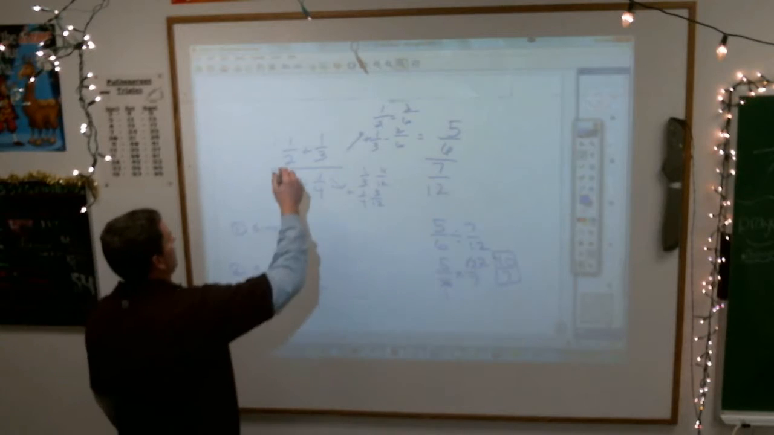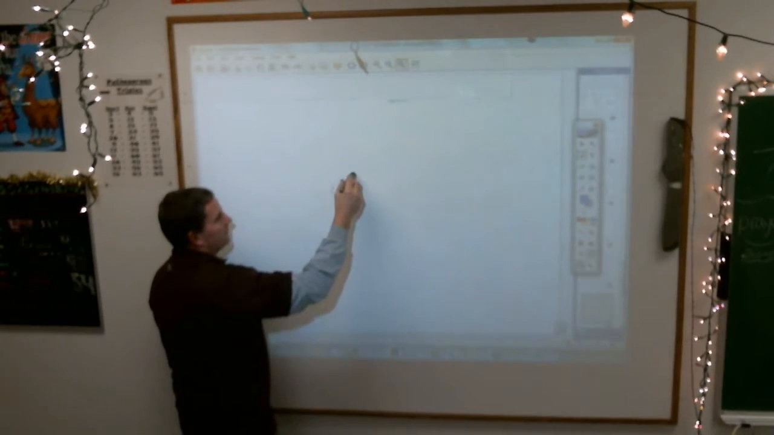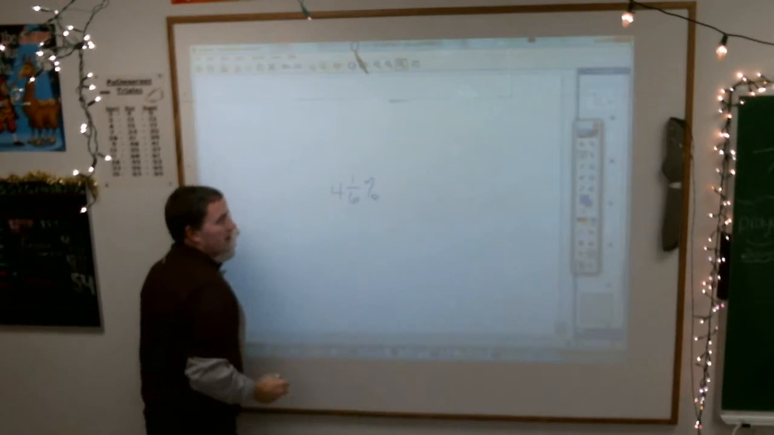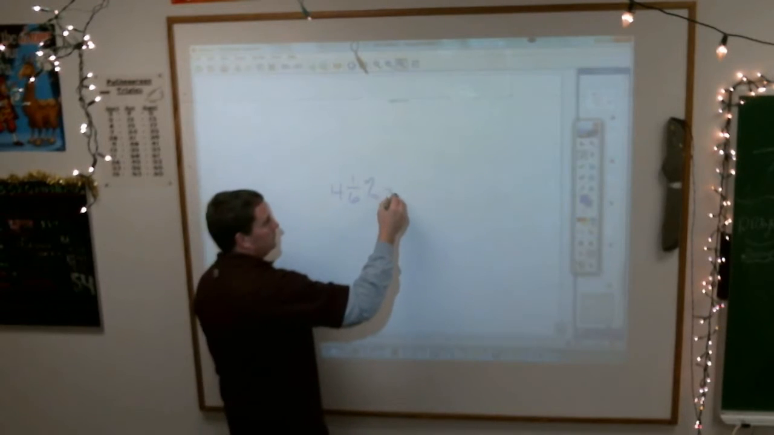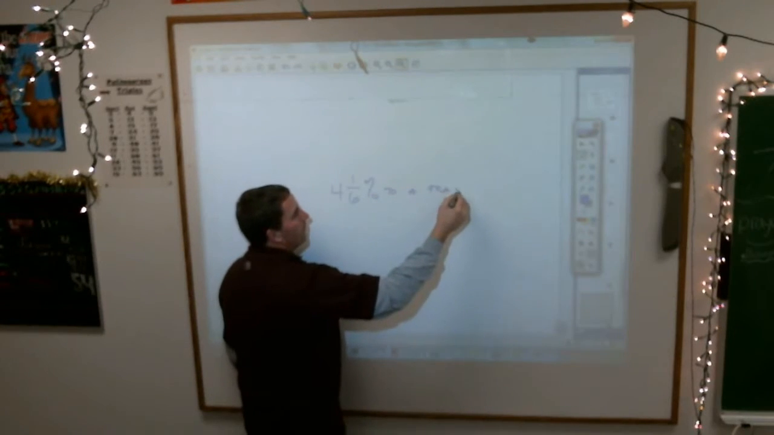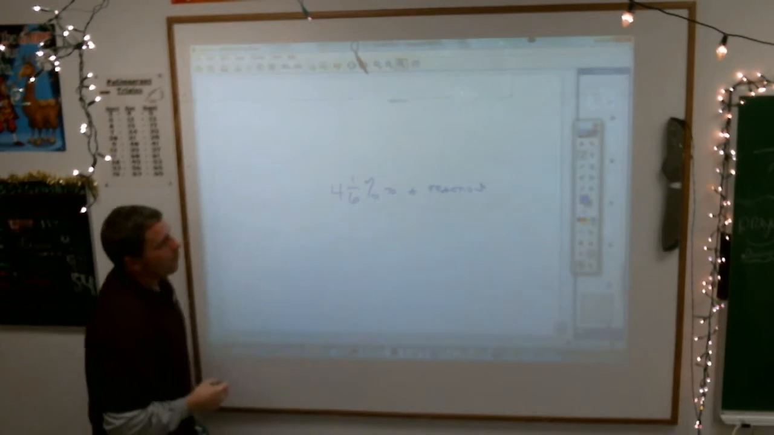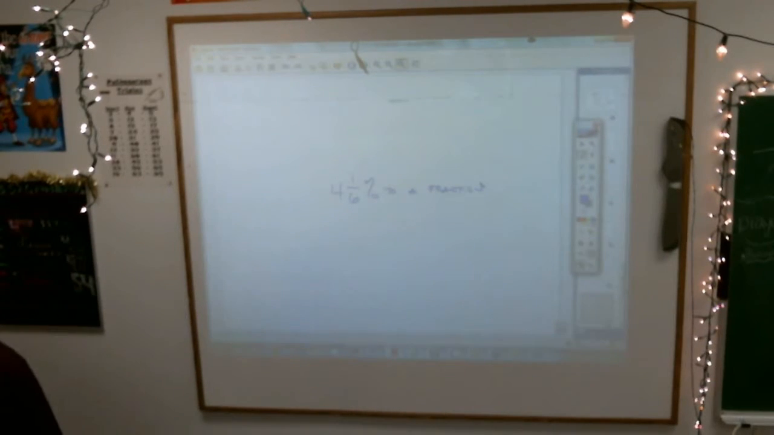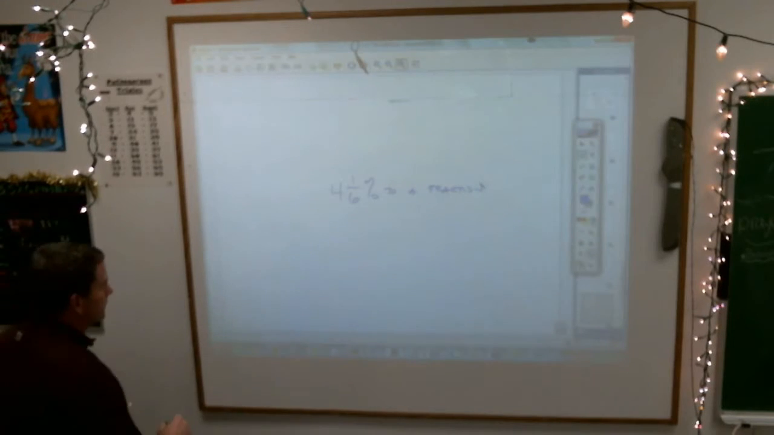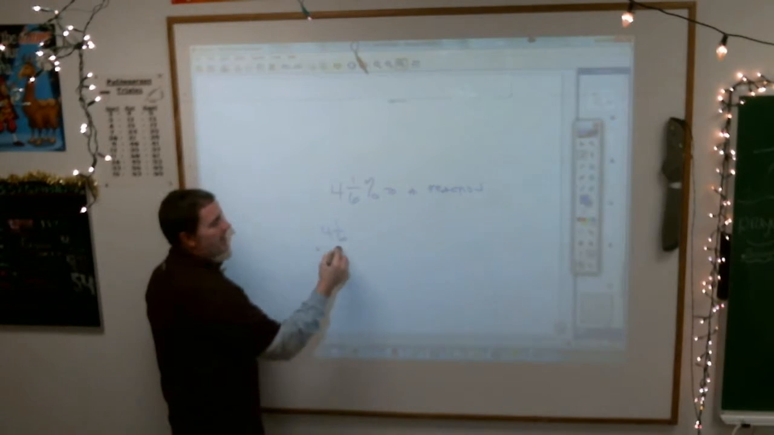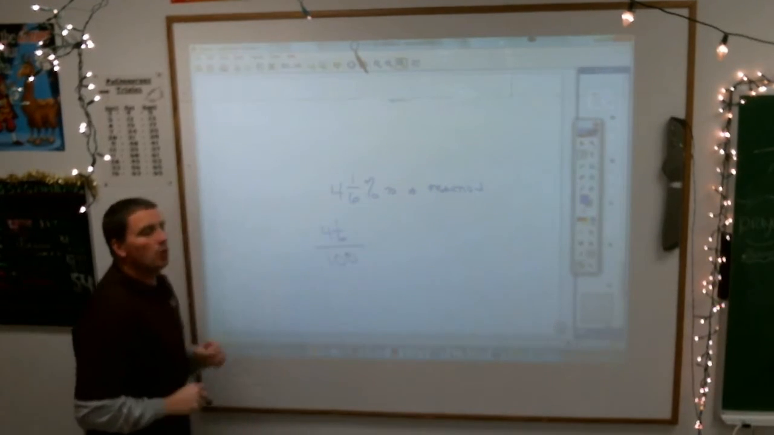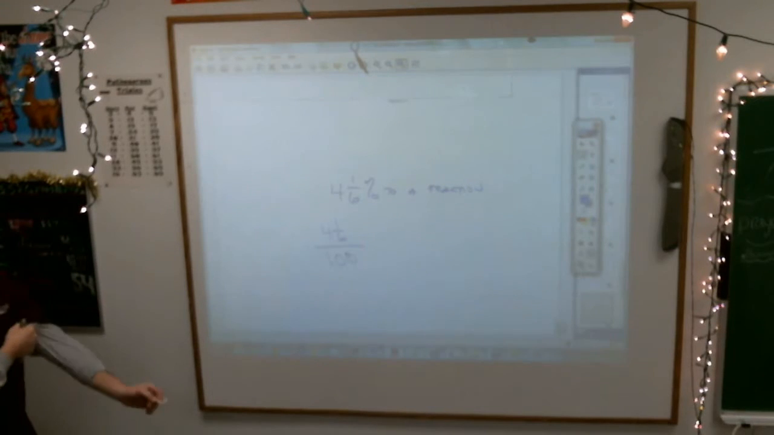So, this is where they get this from. If you're supposed to change 4 1/6% to a fraction, how would you do that? Well, what does percent mean? So you end up with this, 4 1/6 out of 100, which is nothing more than a complex fraction that we just did.